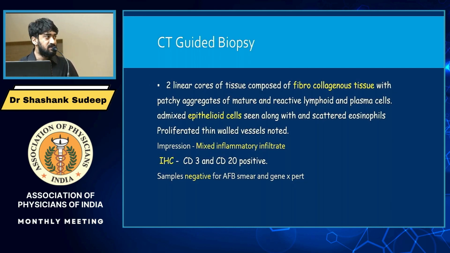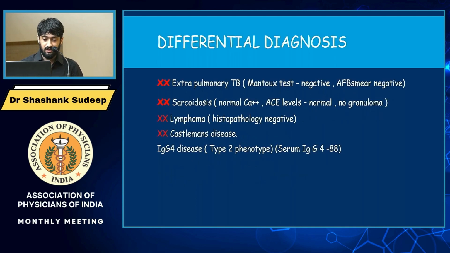So a CT guided biopsy was done on consultation with our interventional radiology department and was sent for histopathological examination. It was a CT guided biopsy from the para-aortic mass, which showed patchy aggregates of mature and reactive lymphoid and plasma cells with epithelioid cells with scattered eosinophils. So the impression was a mixed inflammatory infiltrate. The immunohistochemistry was positive for CD3 and CD20. At this point again, these samples were negative for AFB smear and GeneXpert, and there were no granulomas noted.